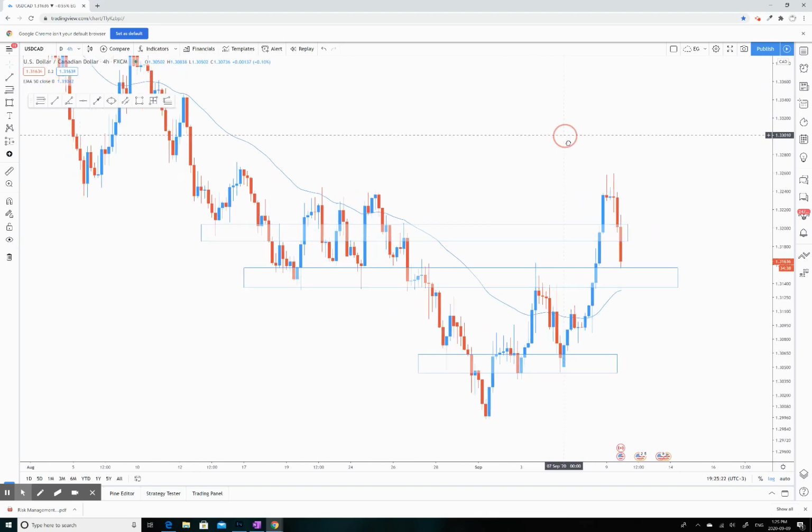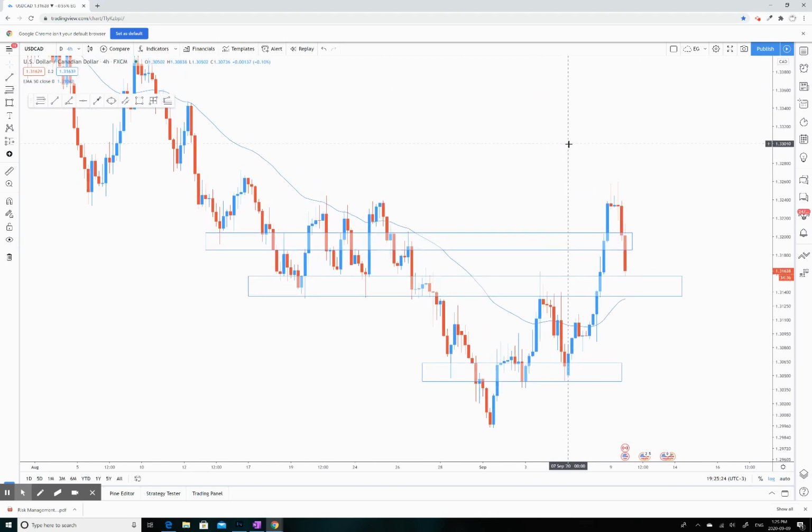So to get into how I do this, the first thing I'm going to tell you is that we're looking at the US Canadian dollar today, and it's going to be on the 4-hour chart. So we're only focusing on the US Canadian dollar. And the reason being, it's such a good pair to day trade zone to zone. It respects zones so well. And you'll see what I mean by that in the rest of this video.